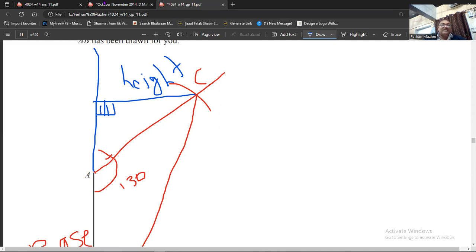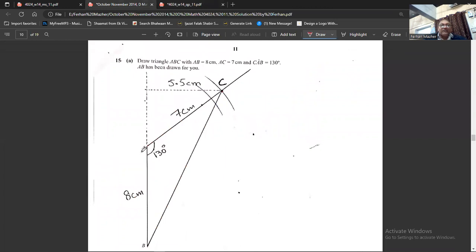This is my method. So you see what I'm going to do? I will prolong this line. I will join C with this line. This angle must be how much? 90. With the help of the protractor, I will check it. Then I will measure this thing. This is the height of the triangle. I measure this thing, and the base, I already know it's 8 centimeter.